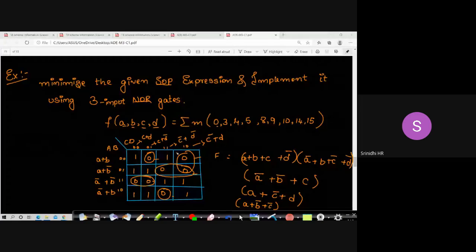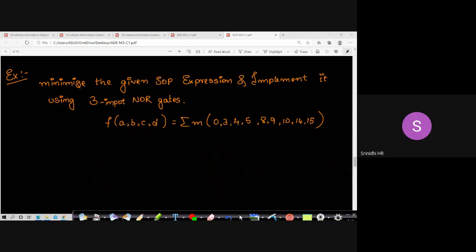So mapping of zeros, I can write it in this way. Is there any doubt with respect to this particular answer? Can we go further? No, sir. Okay, cool. So next, I'll be taking only those five terms.